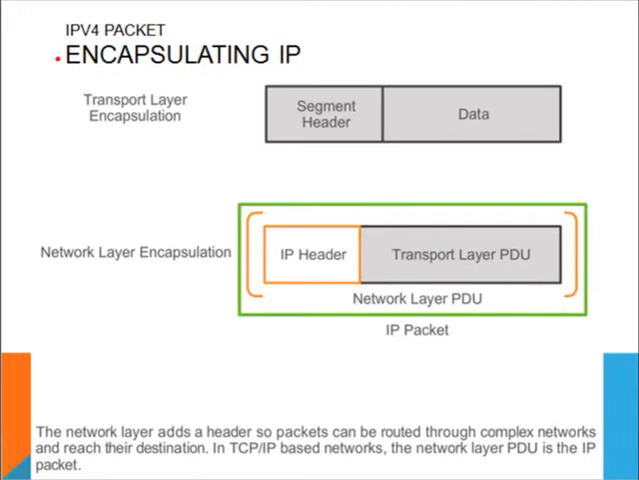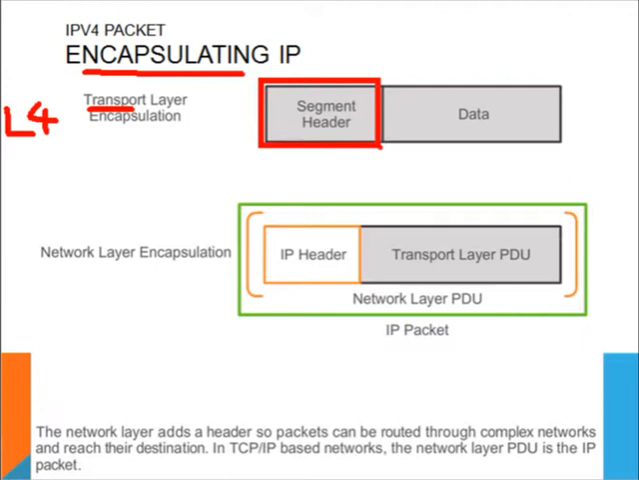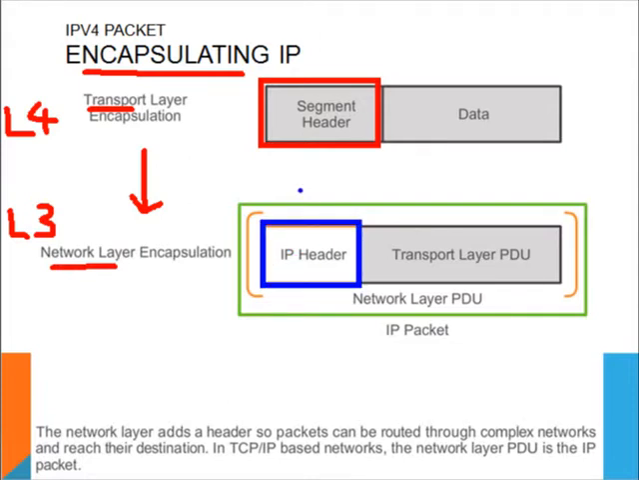So let's take a look at this term known as encapsulation of the IP packet. When the data comes from the transport layer, which is your layer 4, it contains what we call the segment header together with your data itself. As it passes through the protocol and reaches layer 3, your network layer, the network layer will actually append the IP header together with the segment header as shown in this diagram.